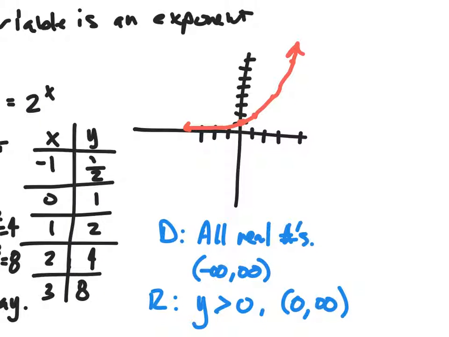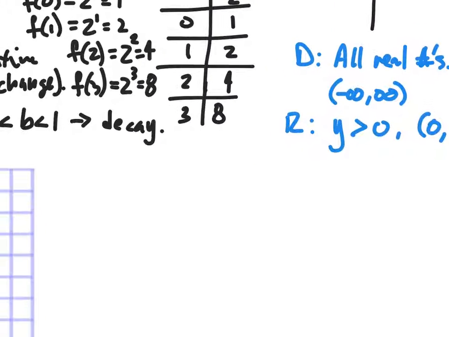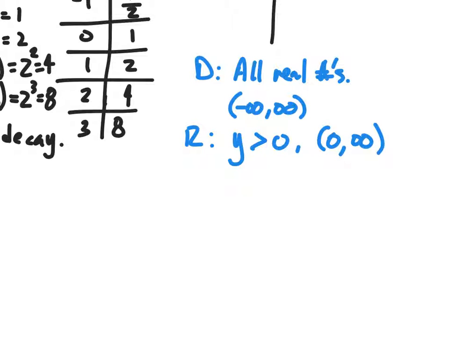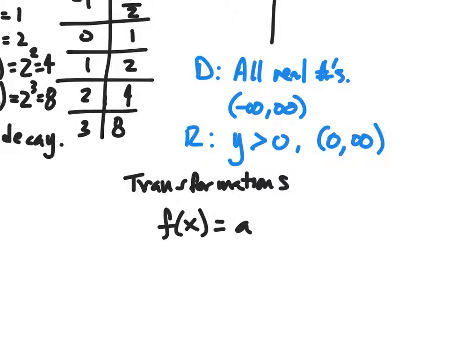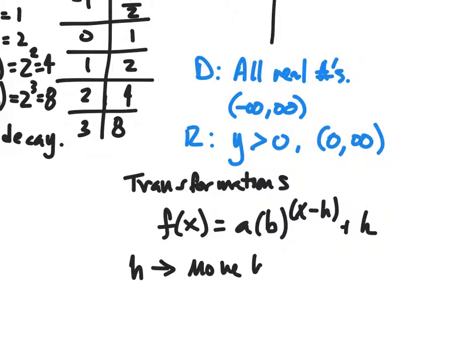That's the idea. Now, the other thing I want to talk about is transformations. Let me write down transformations. Let me write f of x equals a times b to the x minus h power, and then plus k, where h is going to move horizontally, and it's going to move in the opposite direction of the sign.